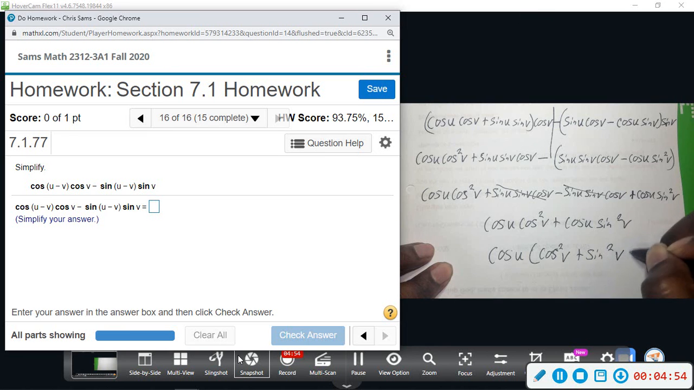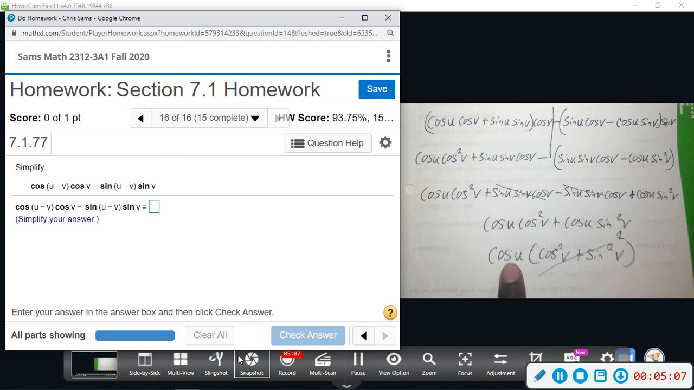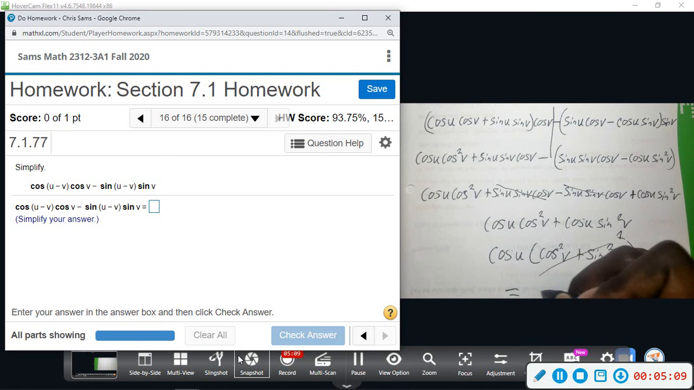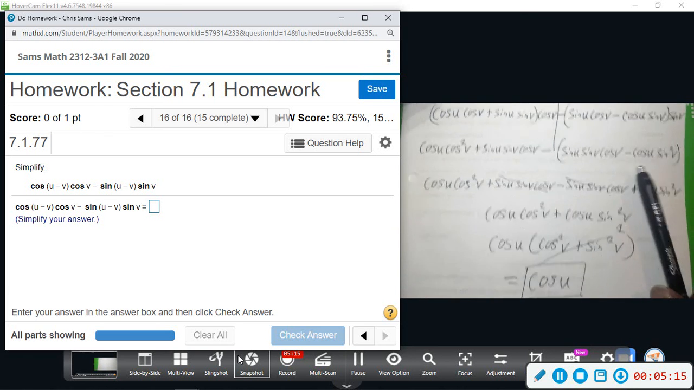Now, since these are the same angles, cosine squared, sine squared, when we add them, that equals 1. That's the Pythagorean identity. So this equals 1. This whole thing just goes to 1. And 1 times anything is itself. So we just end up with cosine of u. Lots of fun. Cosine of u.